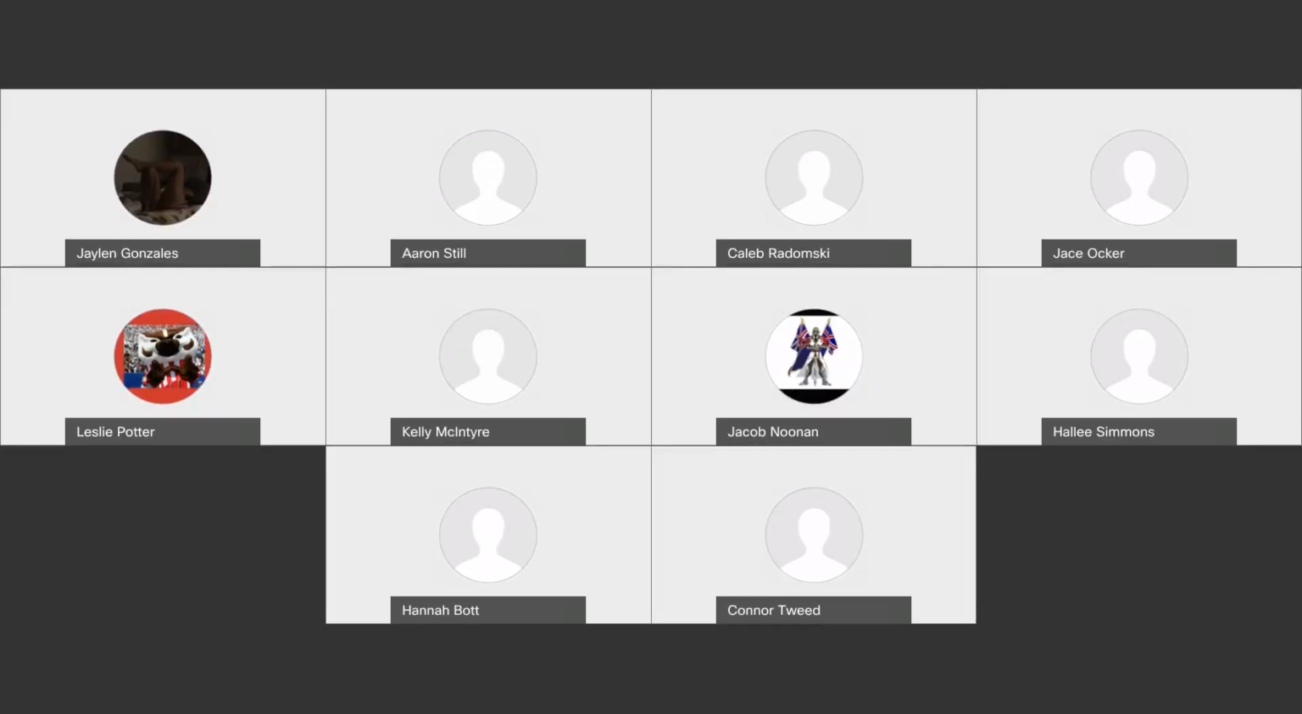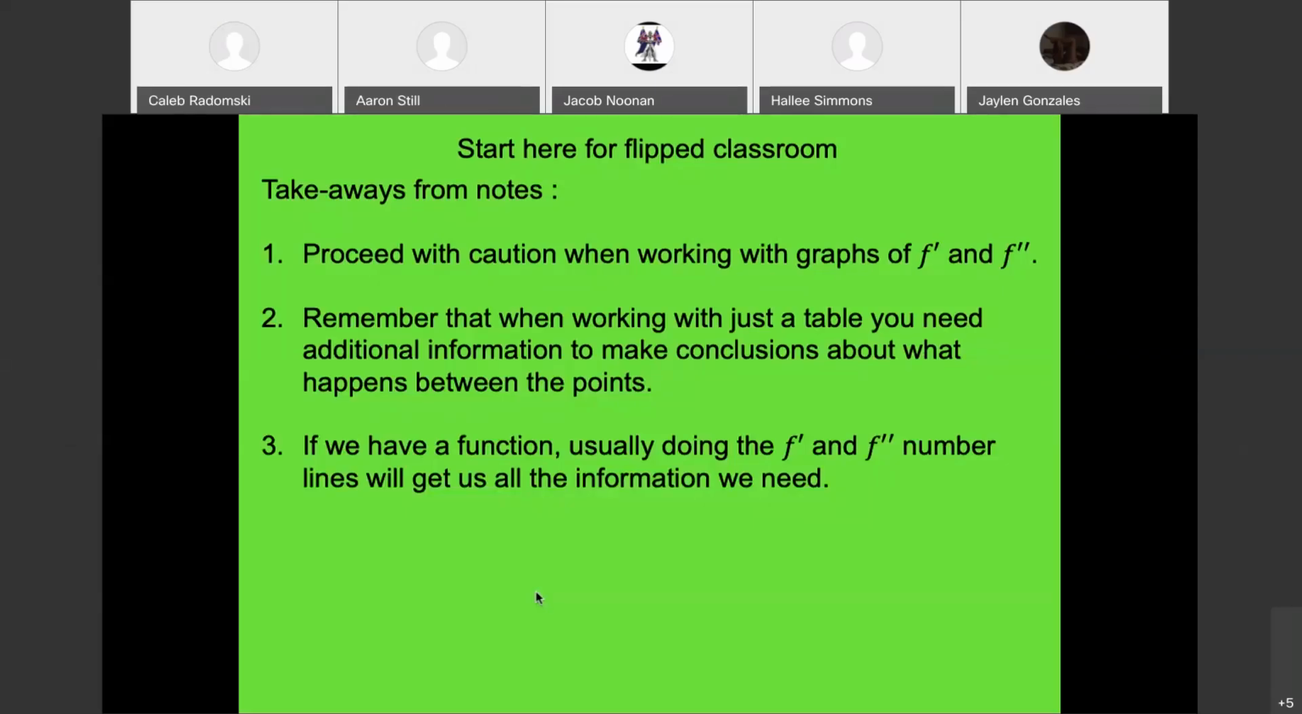We're doing day 10 in Unit 5, and it's tricky because we're looking at graphs of the derivative and the second derivative, and we always mistake it for the function. So we need to really proceed with caution here.